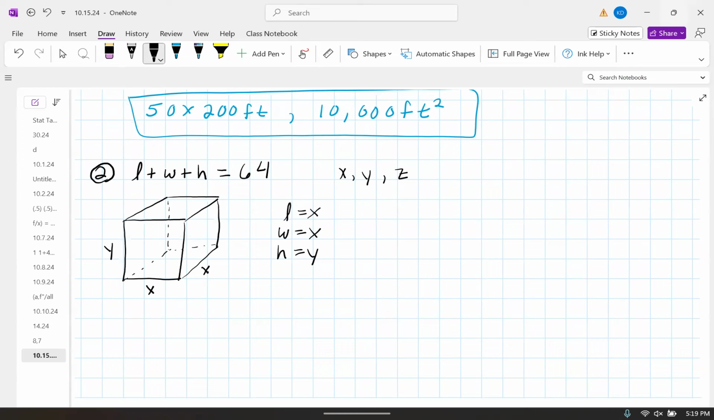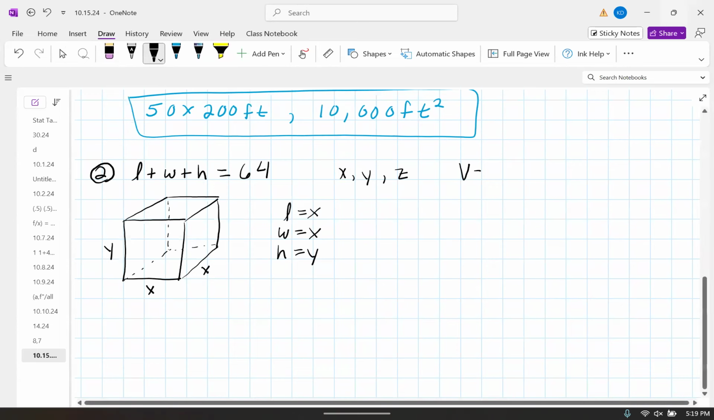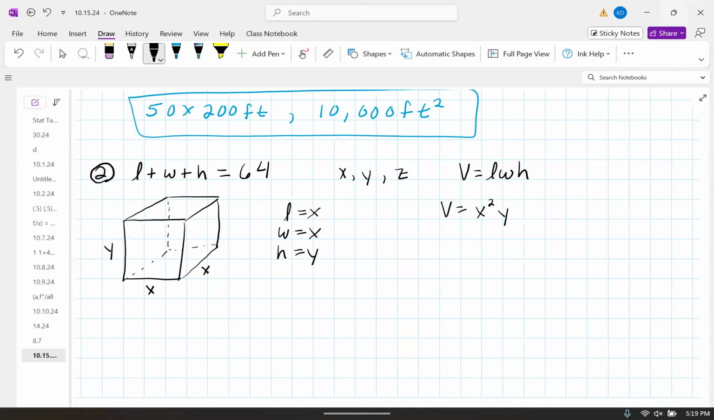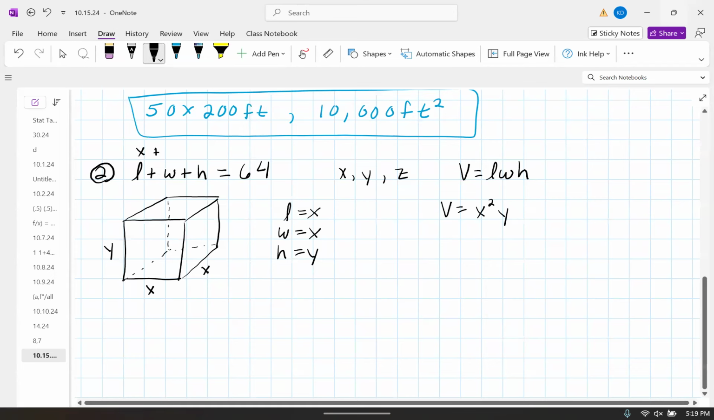We're maximizing volume, so we need a volume equation. Length times width times height. And so volume equals X squared Y. But we have a Y again. So let's come back to this formula. X plus X plus Y equals 64. So now we're going to rewrite this as Y equals 64 minus 2x.